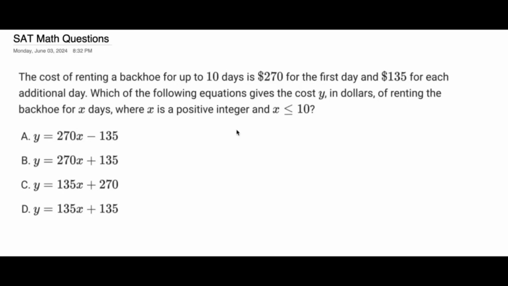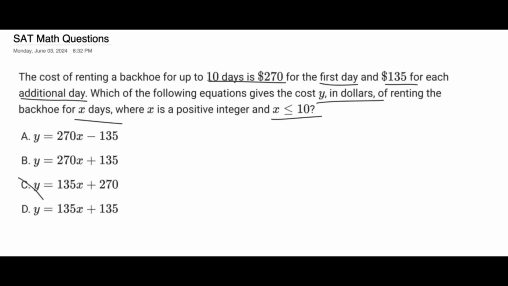The question says the cost of renting a backhoe for up to 10 days is $270 for the first day. And then it is an additional $135 for each additional day after that, up to 10 days. So which of the following equations gives the cost y in dollars of renting the backhoe for x days, where x is a positive integer that is less than 10, but it can be equal to 10. All right, so let's look at our options here.